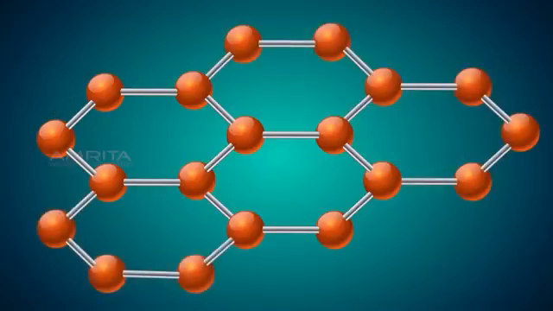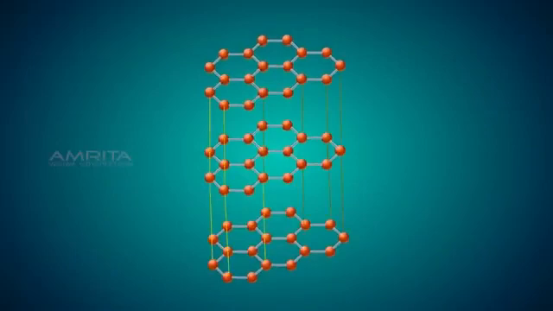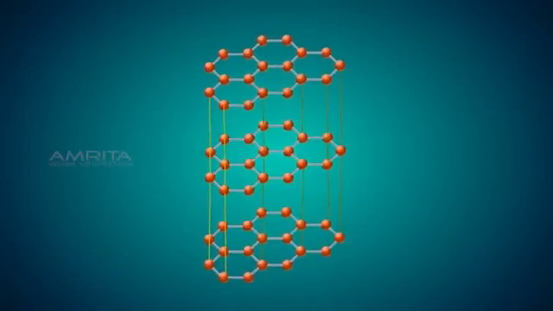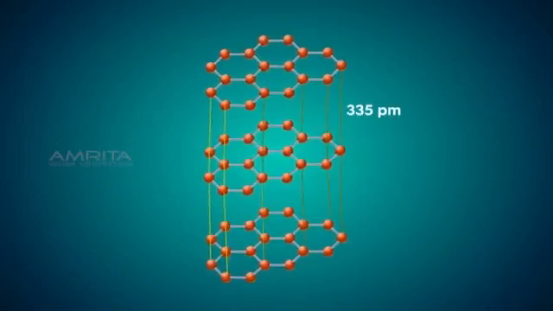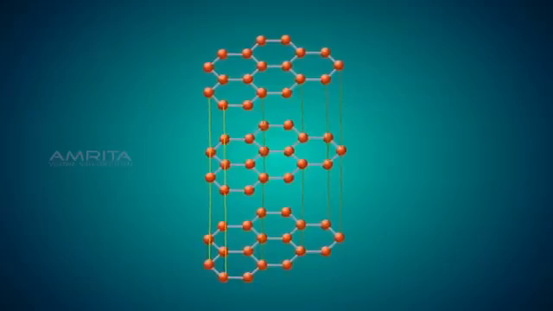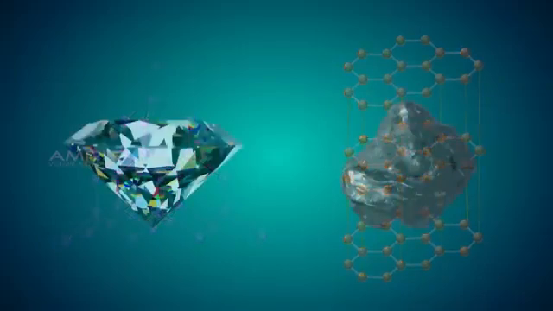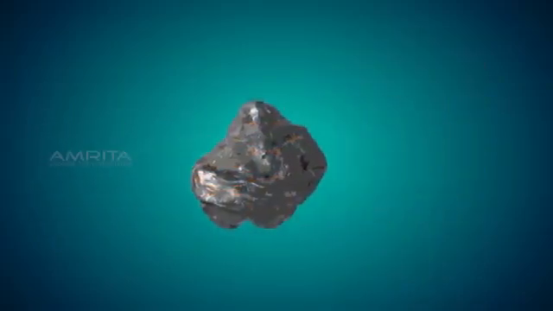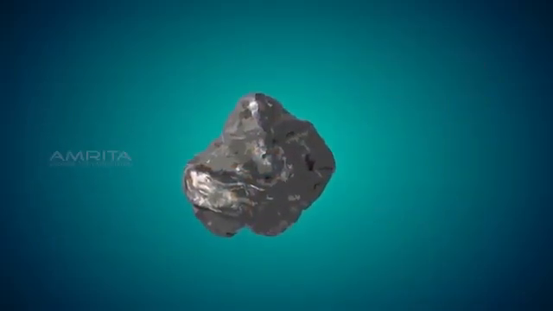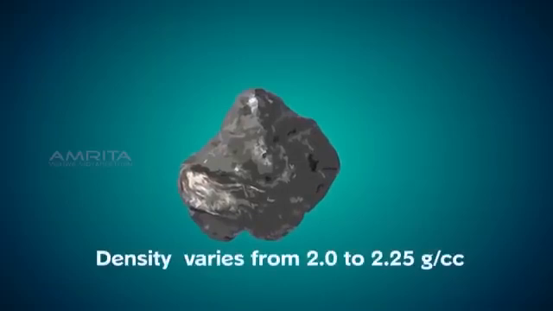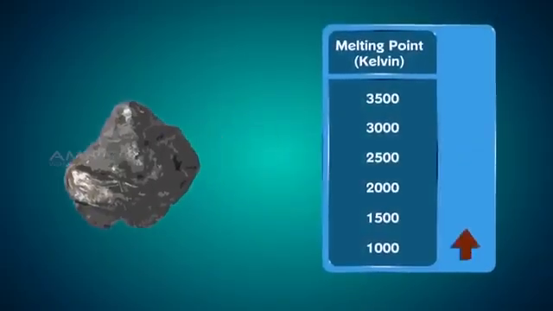These layers are held together by a weak force of attraction and the distance between the layers is 335 pm. Due to its structure, graphite is not as hard as diamond and is greasy. It is grey in color and is opaque with metallic luster. Graphite's density varies from 2 to 2.25 grams per cc and it melts at about 1800 Kelvin.